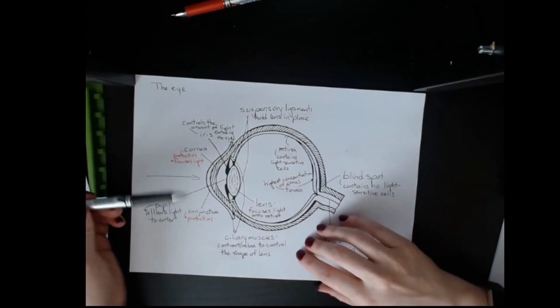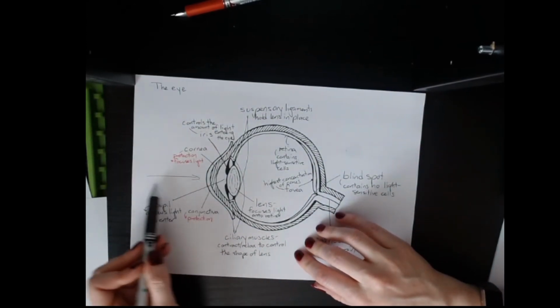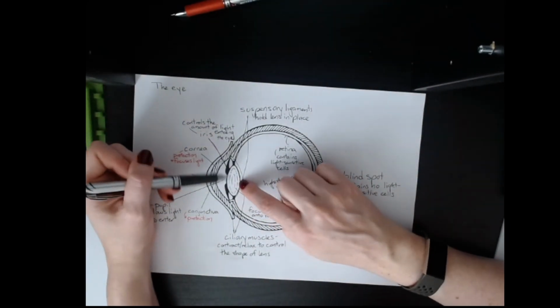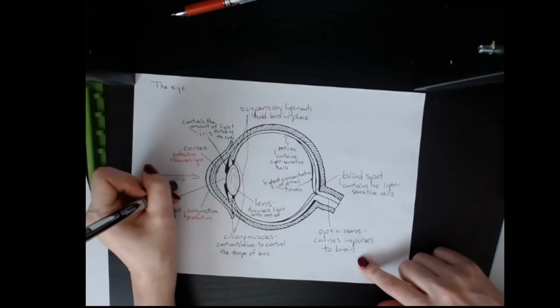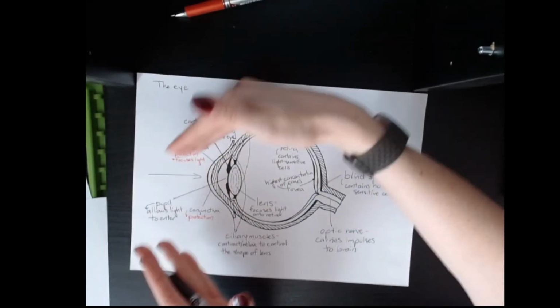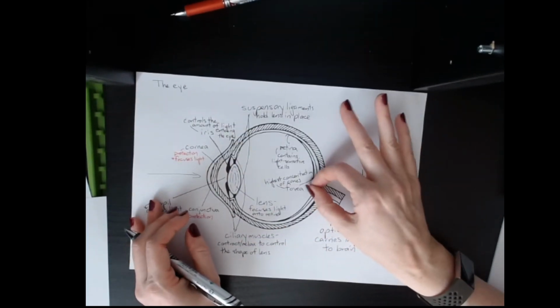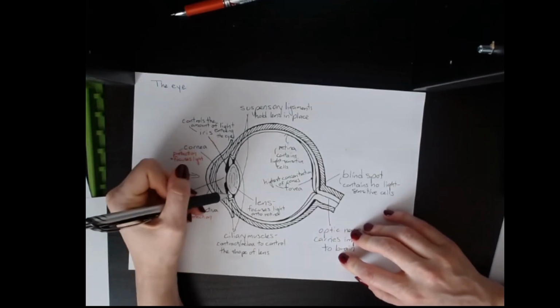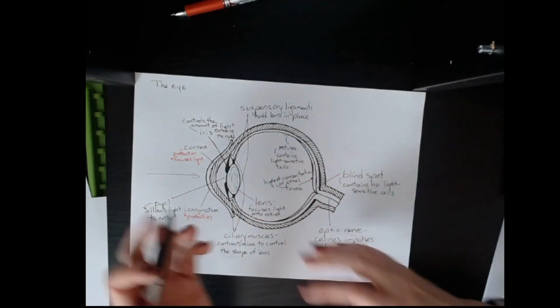If you're looking at something far away, the light waves are basically traveling in a straight line and they don't need to be bent very much. So the lens is not going to be very thick and the ciliary muscle is going to be relaxed. But if you're looking at something really close, the light waves are kind of coming at an angle. So you need to bend them back towards the center of the eye, and so that's when the ciliary muscles contract and the lens gets thicker so that it's bending the light waves more.